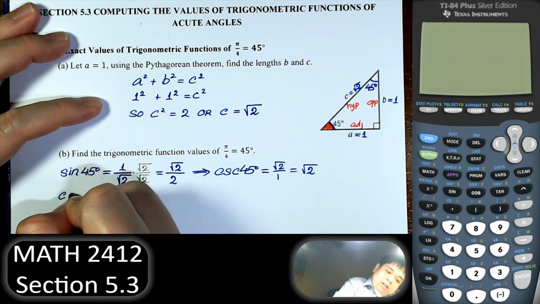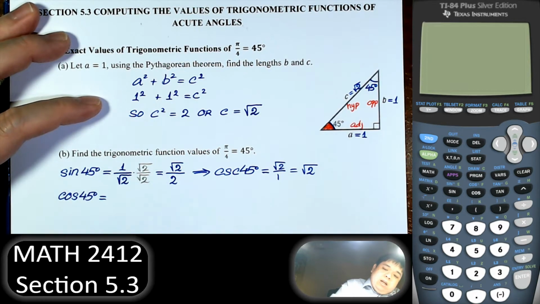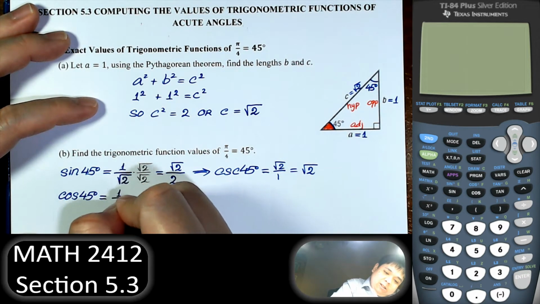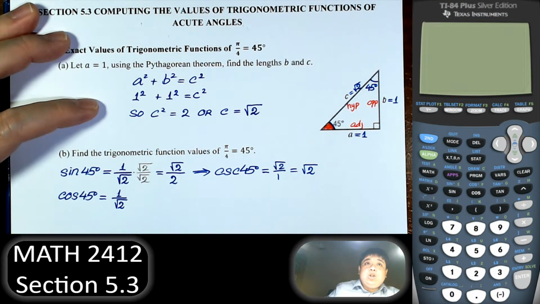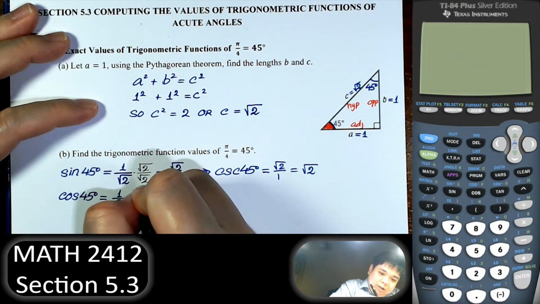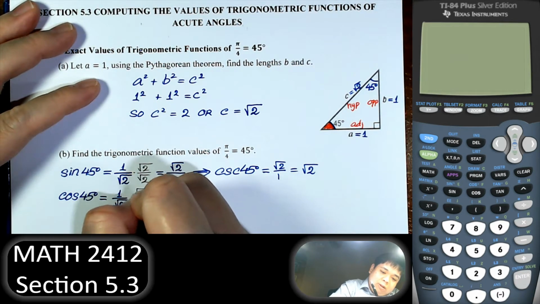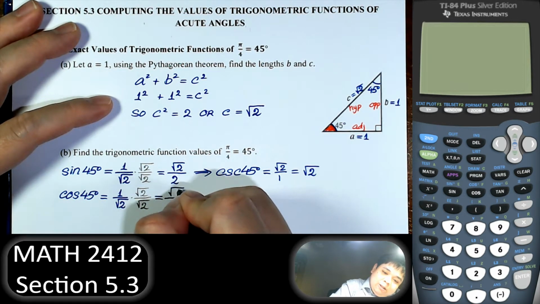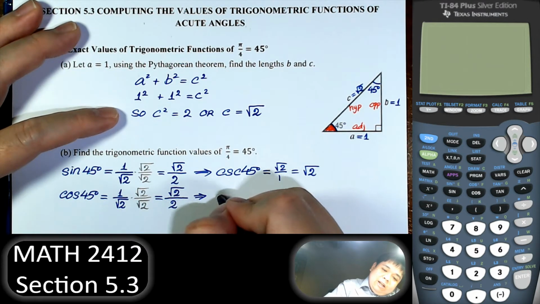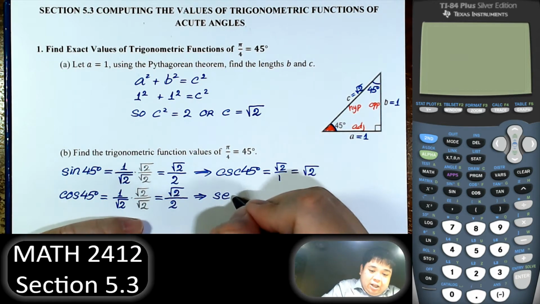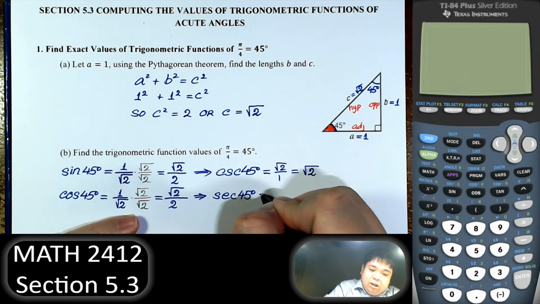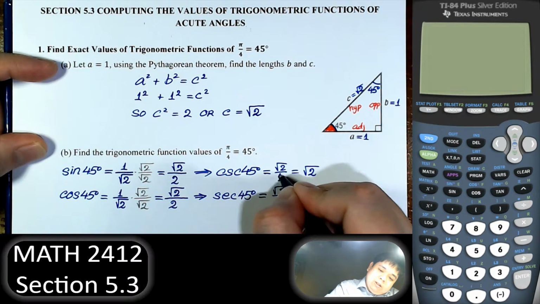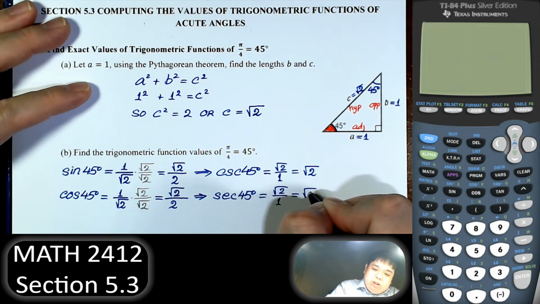And now cosine of 45 degrees. Cosine is adjacent over hypotenuse. Similar to the previous problem, I multiply the square root of 2 top and bottom, so that we have 2 at the bottom. That gives us the square root of 2 over 2. And secant is the reciprocal of cosine, so we just flip it: square root of 2 over 1, and we have the square root of 2.